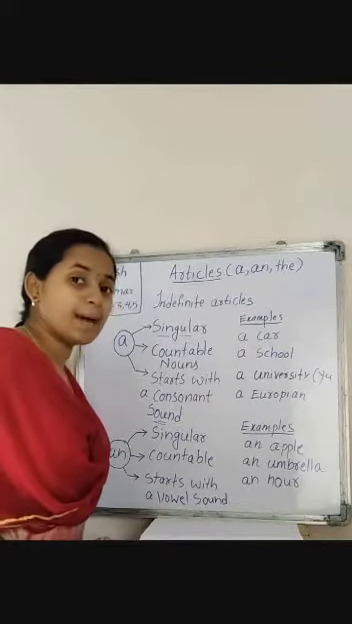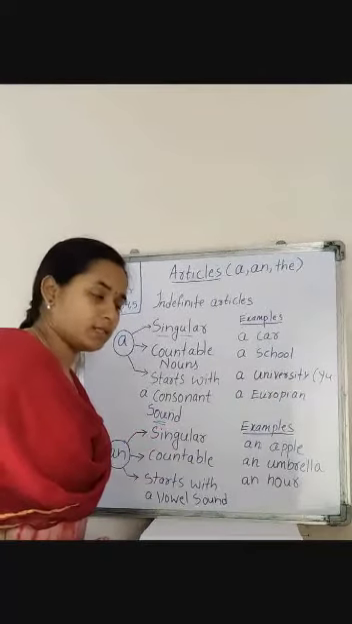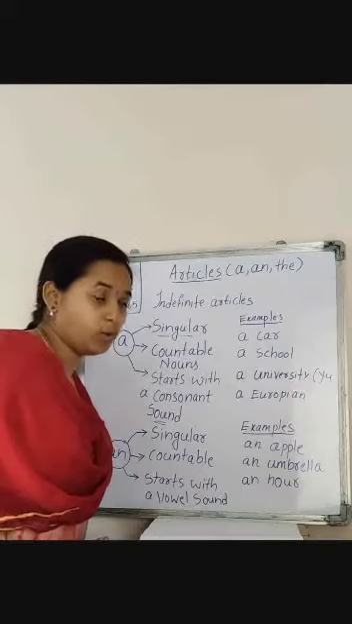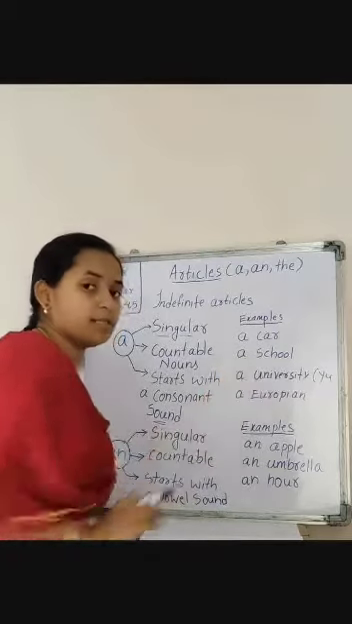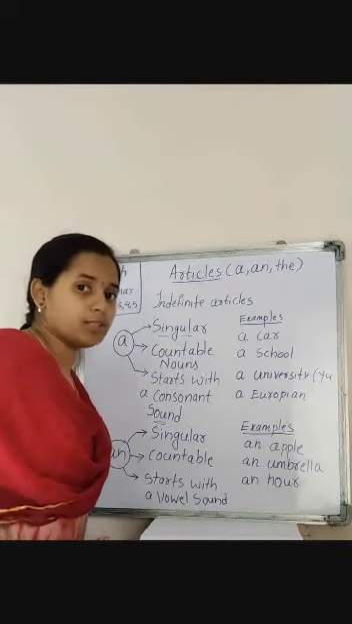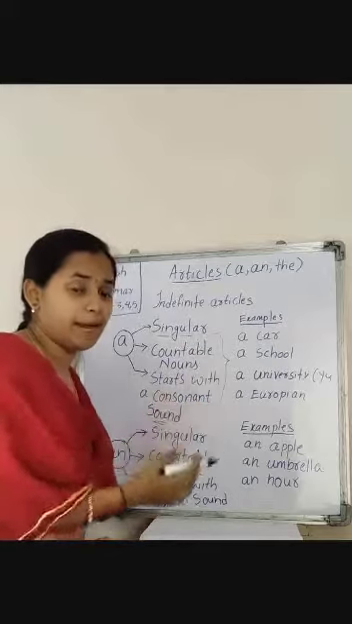Now what is the second example? School. Okay. Is school countable? Yes, school is countable. And is it singular? Yes, it is singular. And what is the sound? Sa. Sa is not a vowel sound. This is a consonant sound. So all three rules are applied, right?